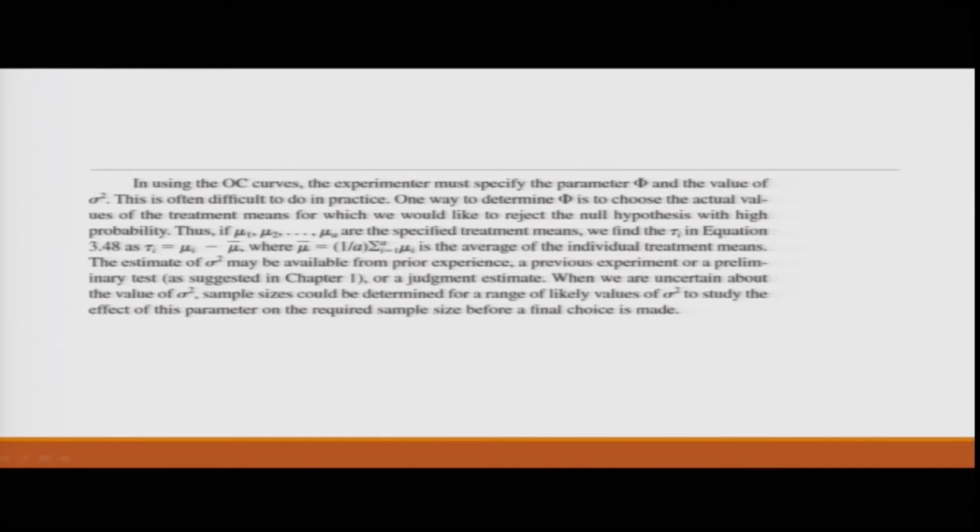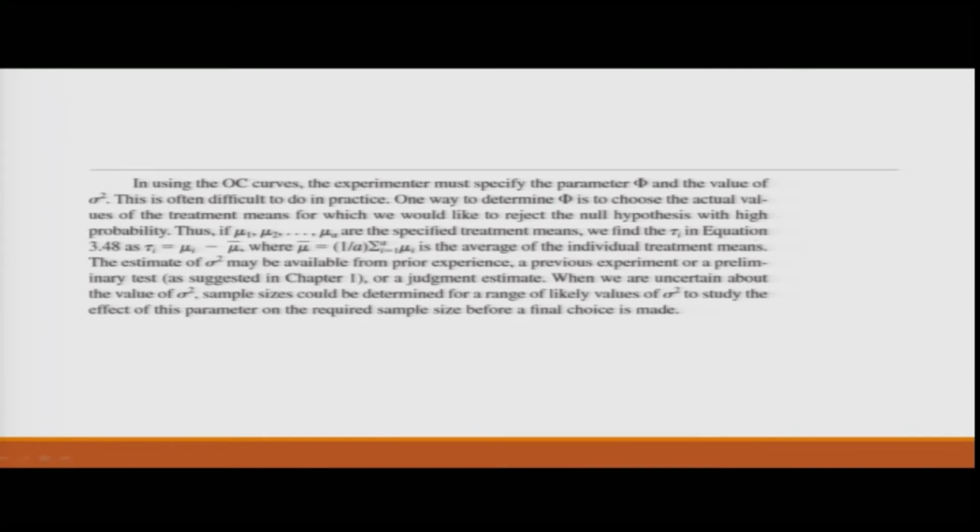So, these values are given. Tau i would be mu i minus mu bar. Mu bar is basically utilized as the best estimate for the average of the averages from the population. We are using the sample to estimate the population mean, and this mu bar is given by the sum of all the means divided by a, because there are a such treatments, which is the average of the individual treatment means. The estimate of sigma square may be available from prior experience, a previous experiment or a preliminary test as suggested, or a judgment estimate can be made.